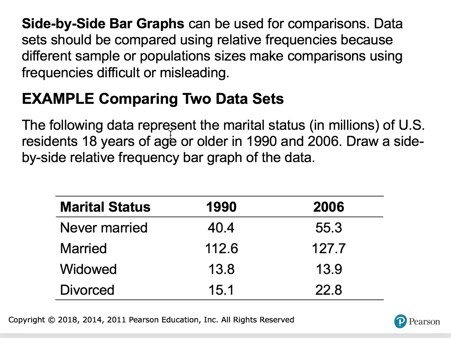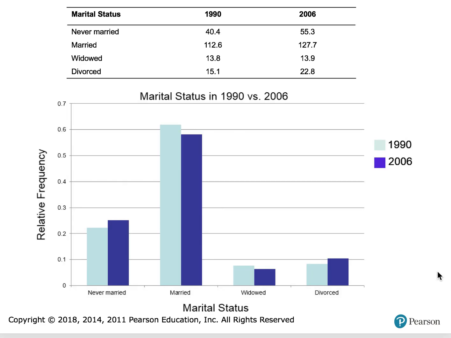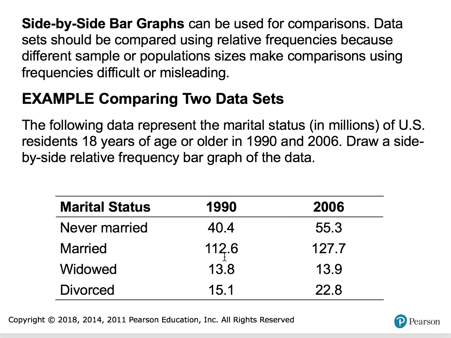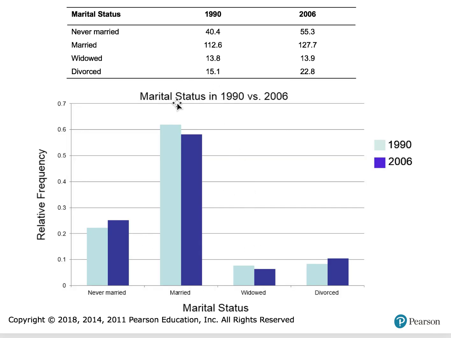So it says the following data represents the marital status in millions of U.S. residents age 18 years of age and older in 1990 and then again in 2006. Draw a side-by-side relative frequency bar graph of the data. Okay, so all I did was take this chart and recreate it up here smaller so that we could look at the bar graph as we're talking about how we would create this.